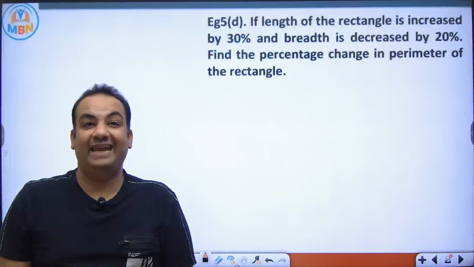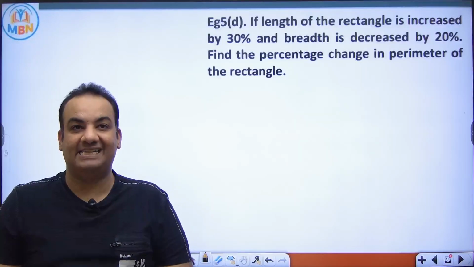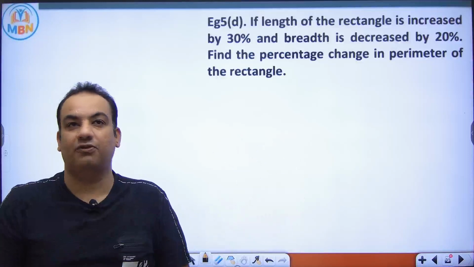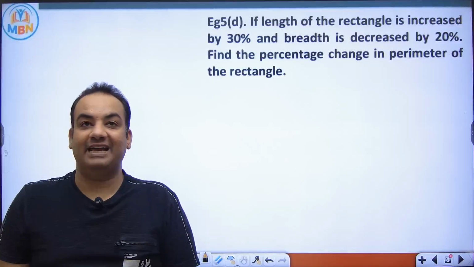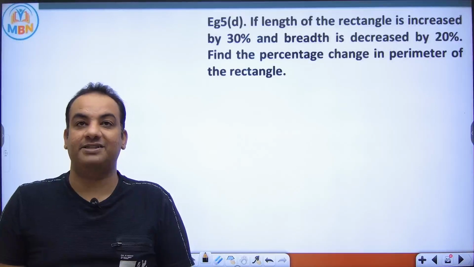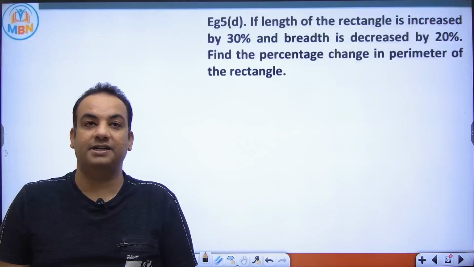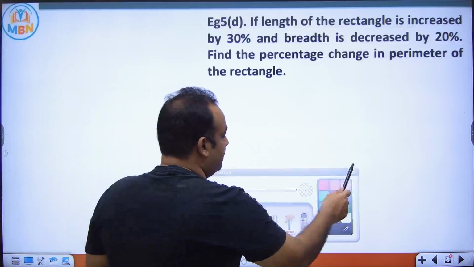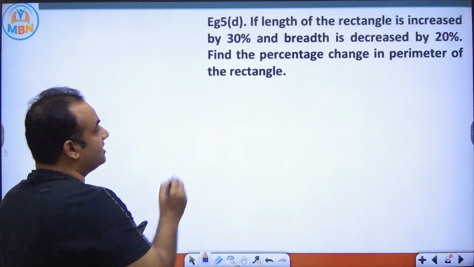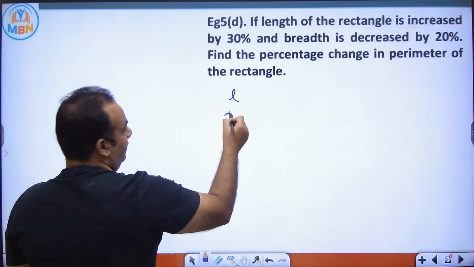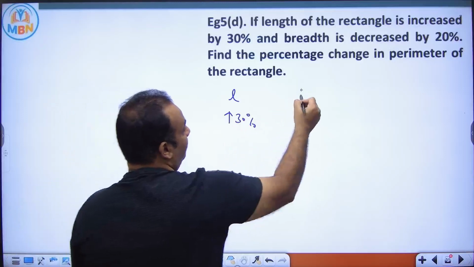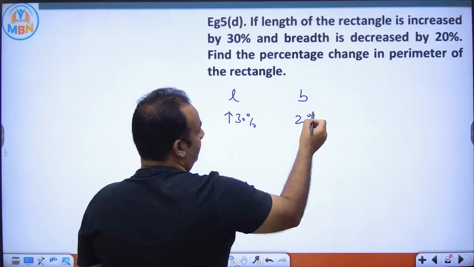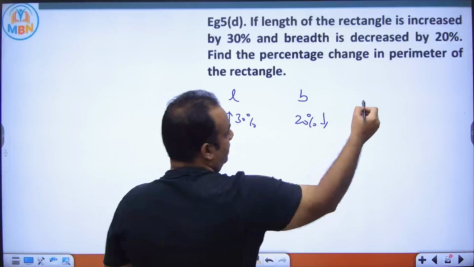I've seen 95% of students, at least, get this question wrong the first time. If the length of the rectangle is increased by 30% and the breadth is decreased by 20%, what is the percentage change in the perimeter of the rectangle? Now, if they ask you the percentage change in perimeter, what is given to you? Length is increased by 30%, breadth is decreased by 20%. What is the percentage change in perimeter?